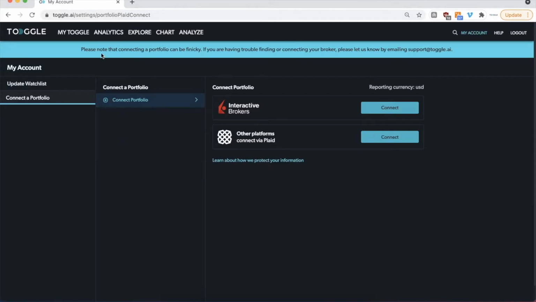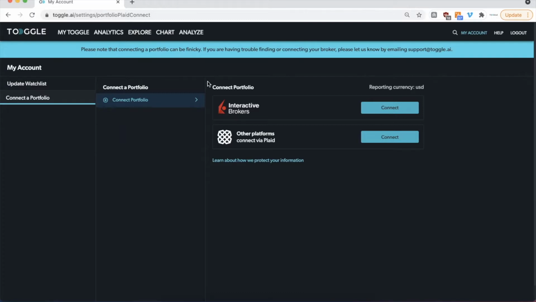As you can see, based on the top, it does say, please note that connecting the portfolio can be finicky. Since our portfolio integration is done through Plaid, there are sometimes when a connection may not work. If that is the case, just try again in a little bit. And if the problem continues, drop us an email and we'd be more than happy to help you out.